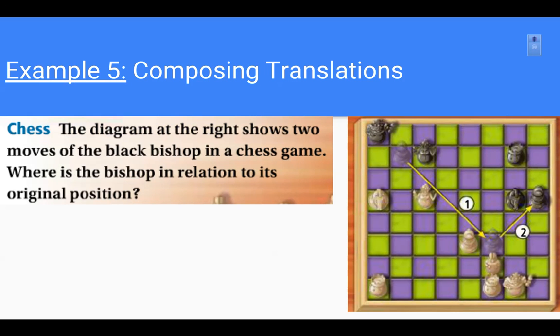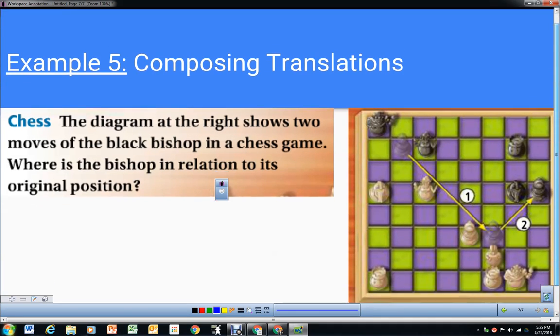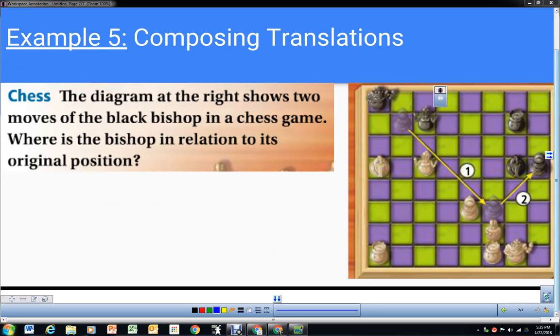So the diagram at the right shows two moves of the black bishop in a chess game. Where is the bishop in relation to its original position? So what I would write here, to make sure that you understand, is that in a problem like this, always let your original position be the coordinates of the origin. So original position.